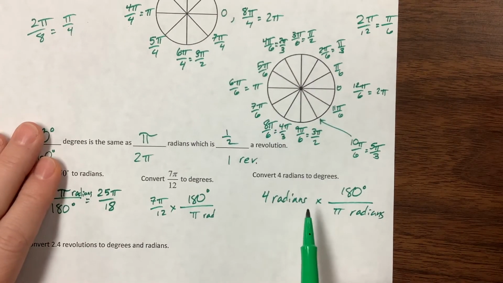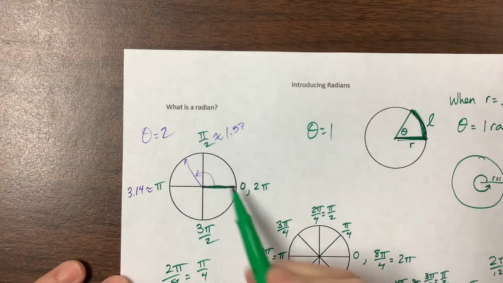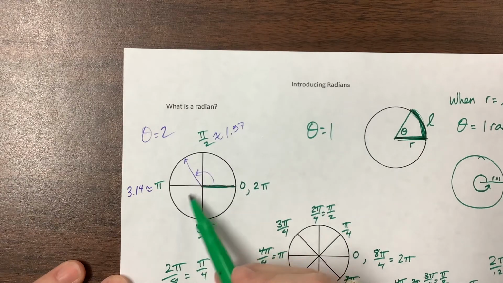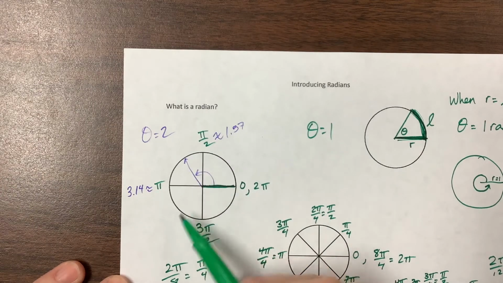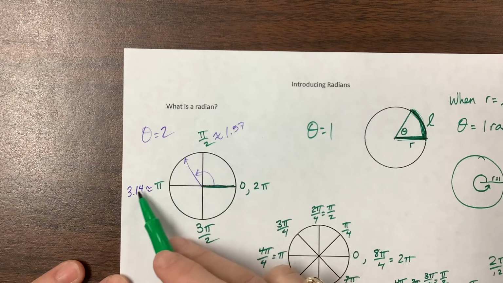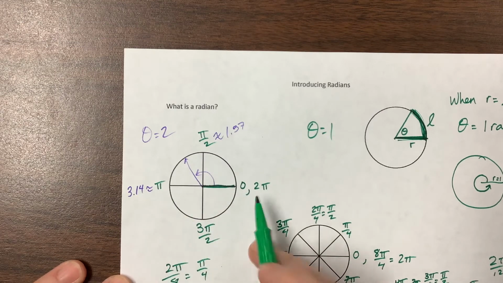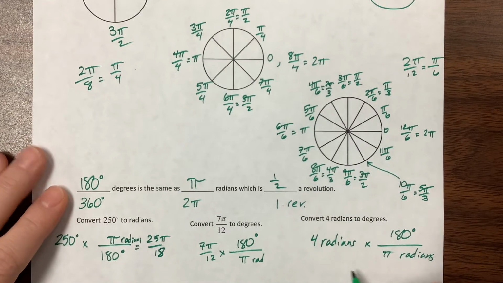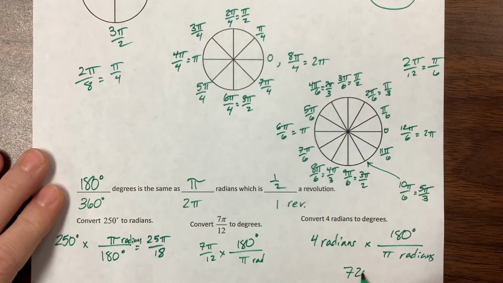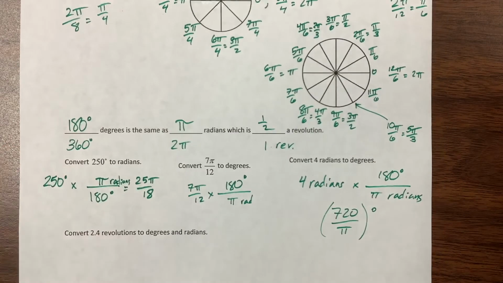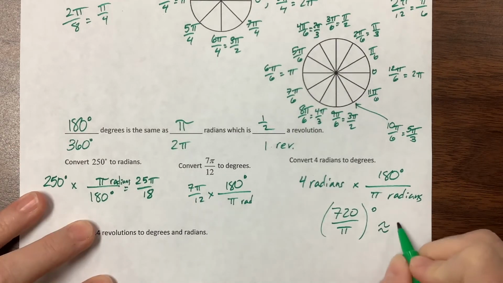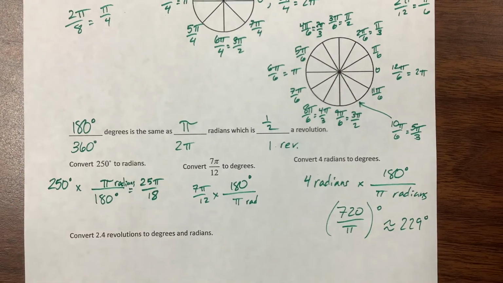So 4 radians, if we think back to this one again, if this is 2 radians, 4 radians is going to be somewhere in quadrant 3, because we're bigger than 3.14, but we're closer to 3.14 than 6.28. So this becomes 720 over pi degrees. If I remember from class yesterday, it's about 229 degrees.